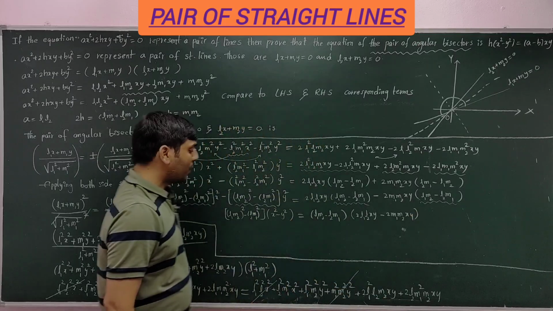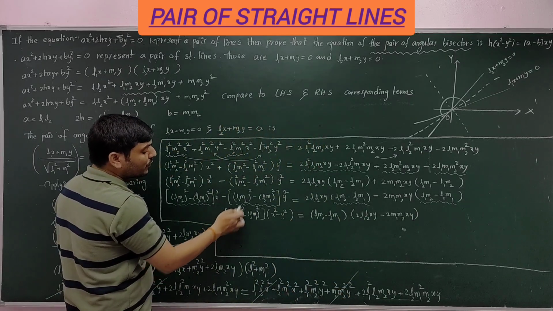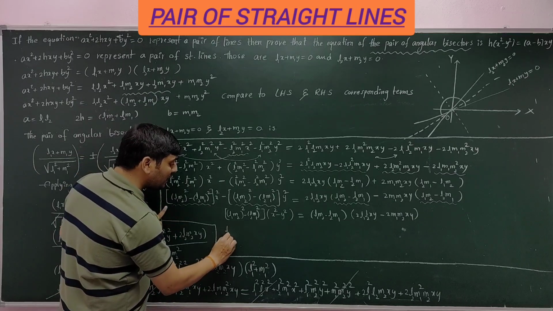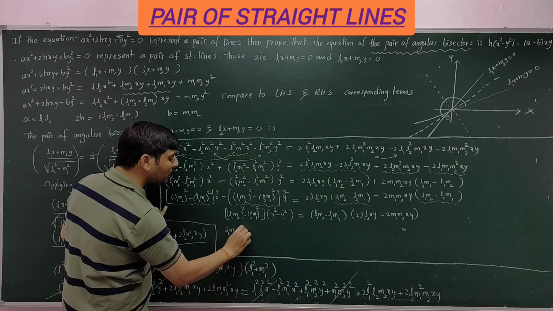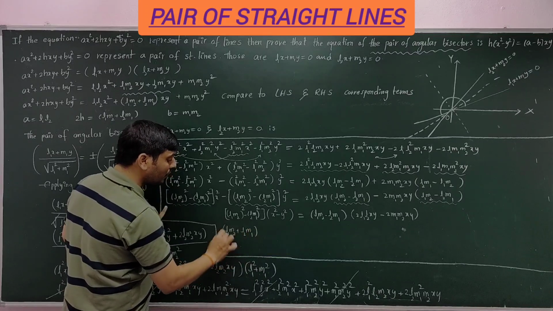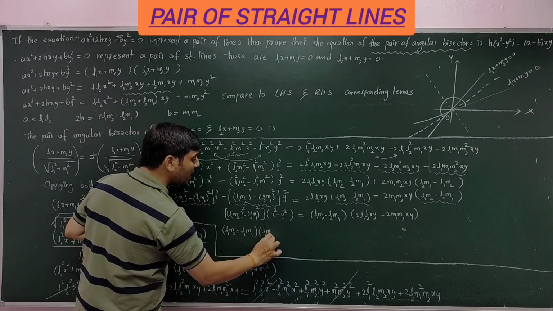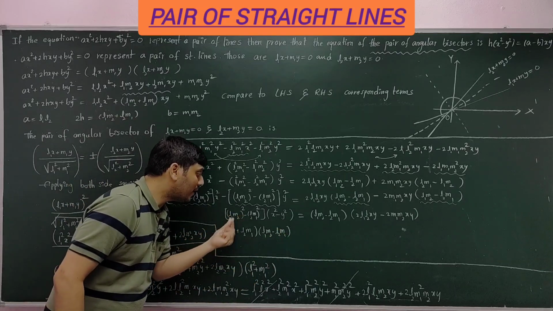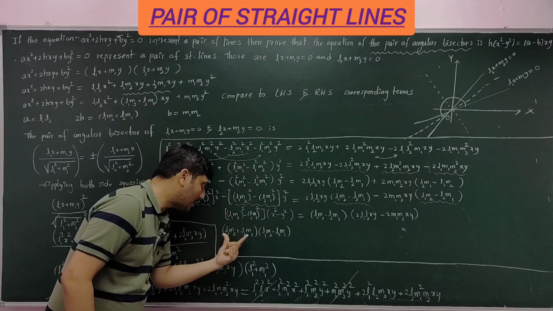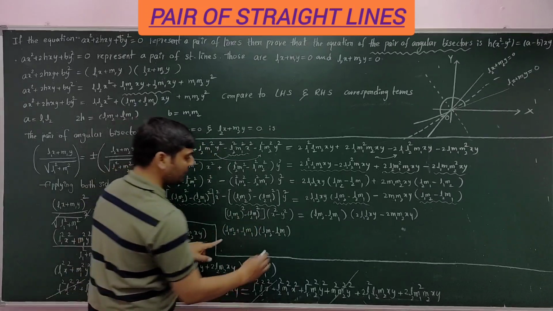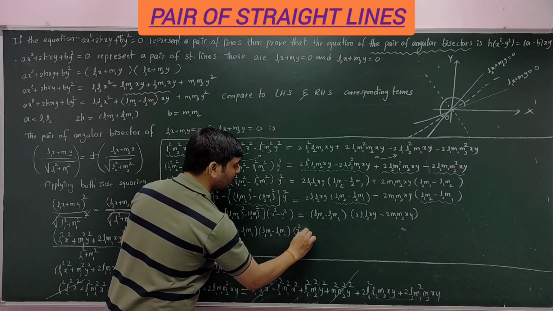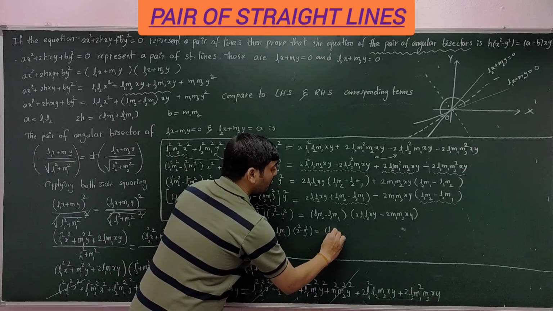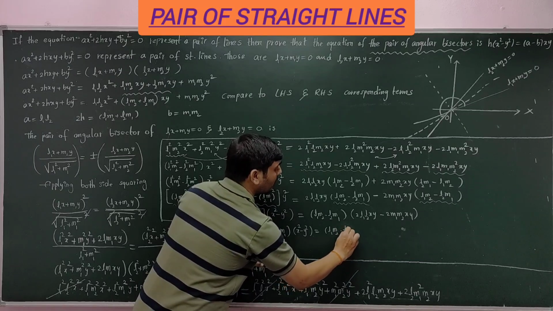Is it clear? Now, this can be written as A square minus B square. What is the formula of A square minus B square? A plus B into A minus B. That formula I will write: (L1 M2 plus L2 M1) into (L1 M2 minus L2 M1). This is a form of A square minus B square, A plus B into A minus B. You write here as it is: x square minus y square is equal to. Now the right side term: L1 M2 minus L2 M1.